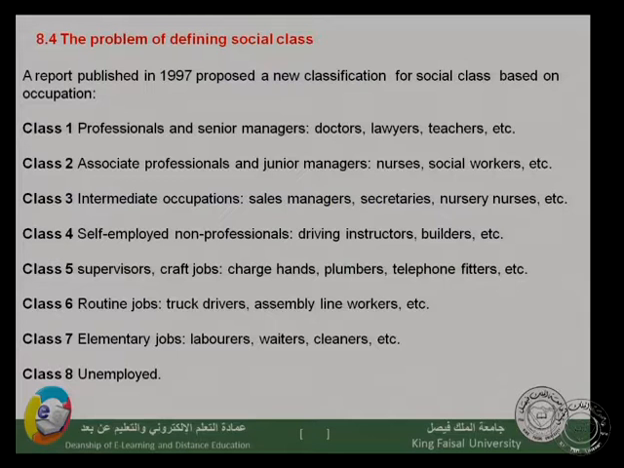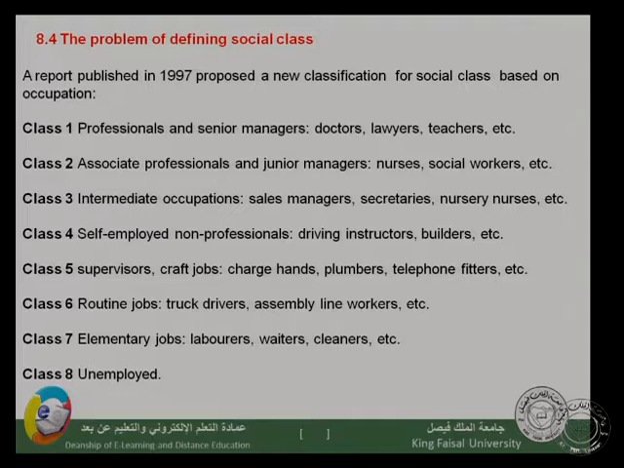There is a report which tried to classify the social class of people depending on the type of job they do. This report was published in 1997, and it proposed a new classification for social class based on occupation, based on the job that we do.